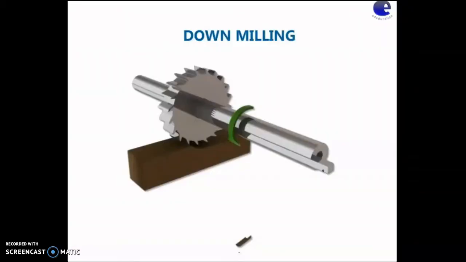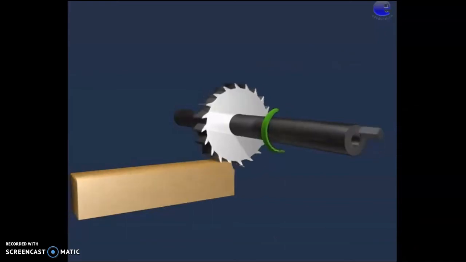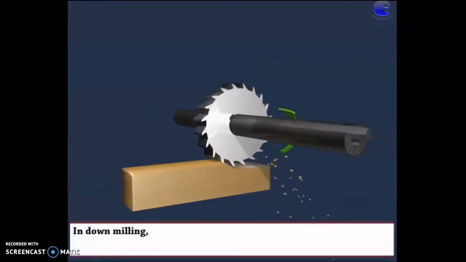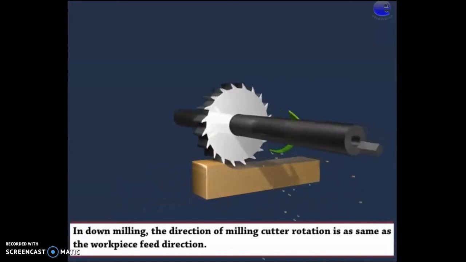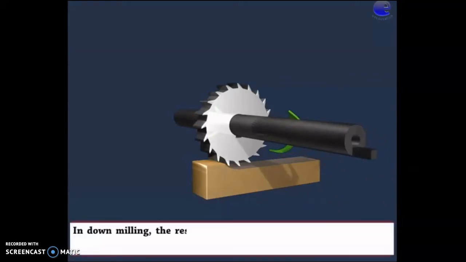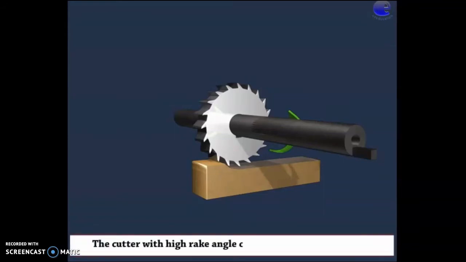Now, down milling. You can see how down milling is done. Here is the workpiece and the milling cutter. This is how it is done. In down milling, the direction of milling cutter rotation is the same as that of the workpiece feed direction. In down milling, the resultant force presses the workpiece against the base. The cutter with high rake angle can be used for down milling.